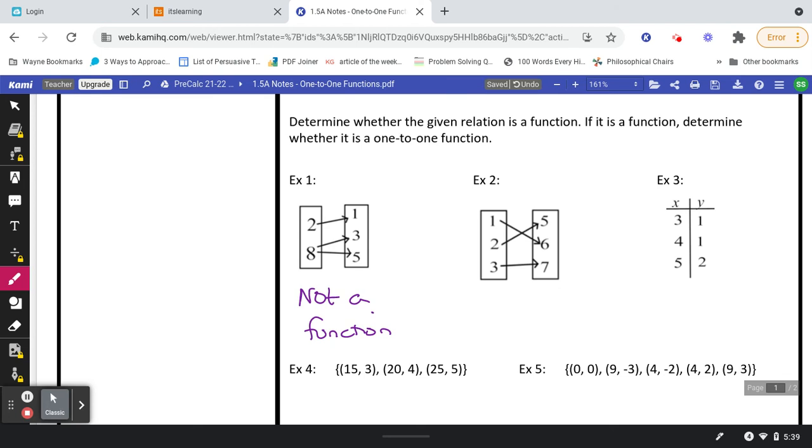Example 2, 1 is paired with 6, 2 with 5, 3 with 7, so it is a function. Now we just have to decide whether it's one-to-one. Let's look at each of the pairings backwards. 5 to 2, 6 to 1, 7 to 3. None of the y's are repeating with different x values. So this is a one-to-one function.